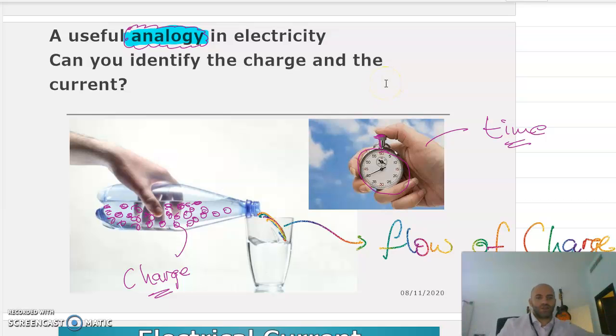Hi everyone. So I said I'd make a quick video on our analogy for electric current. In my analogy, we've got a bottle of water. Imagine that the little particles, or little molecules of water, sitting around inside the bottle are like the electric charge.